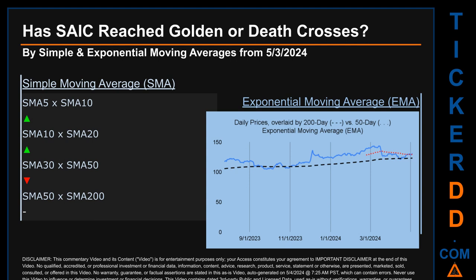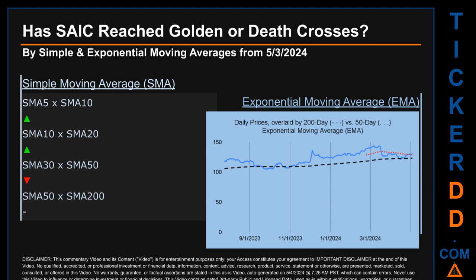Look at the generated graph on this page. Has the 50-day EMA line, which is in red, crossed above or crossed below the 200-day EMA line, which is in black? If no crossing can be seen, then no signal could be had. The blue line is daily end-of-day prices.